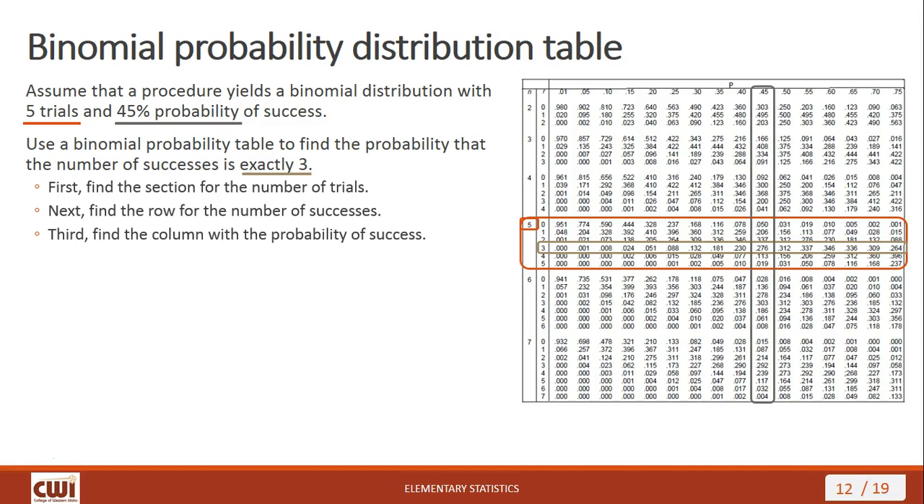So now we have our column of interest and our row of interest. We're going to look for the point where those two intersect. So the value within that intersection point is our value of interest. In that case, this is 0.276. That then is the probability of getting exactly 3 successes among 5 trials with a 45% probability of success. This is our answer, 0.276.